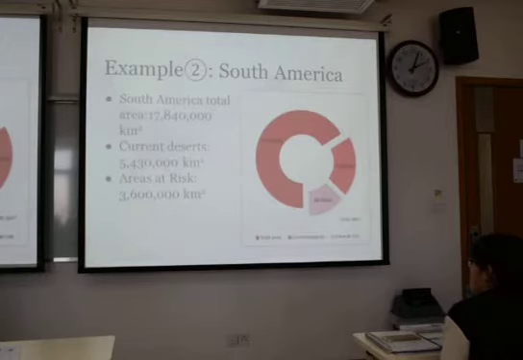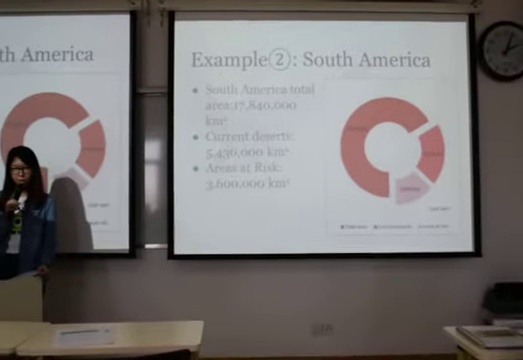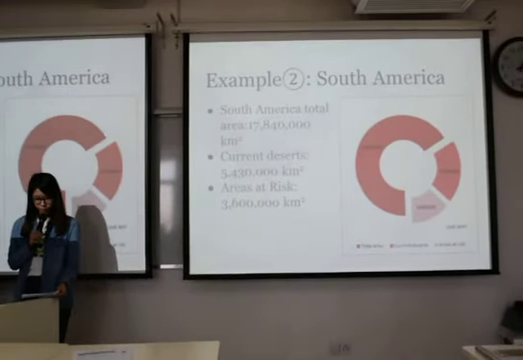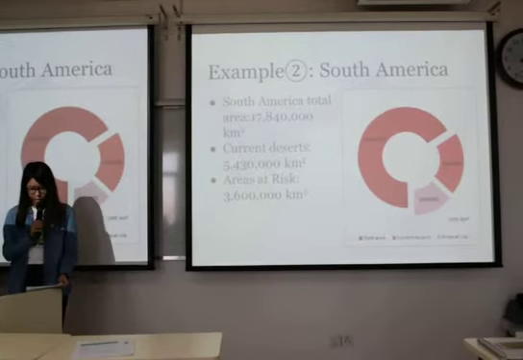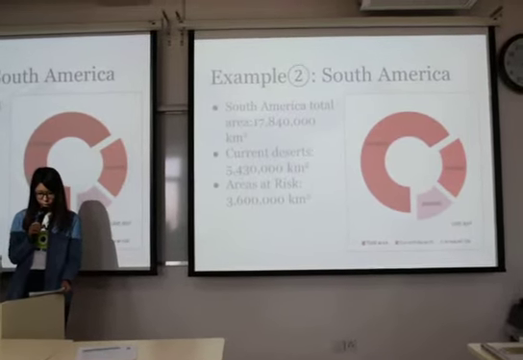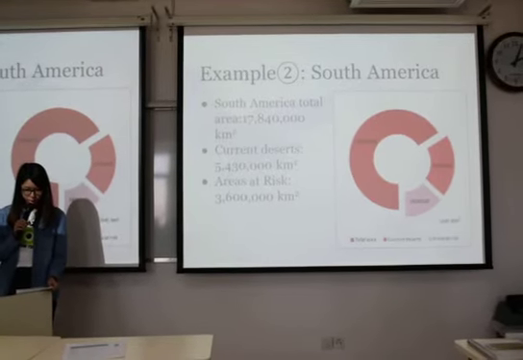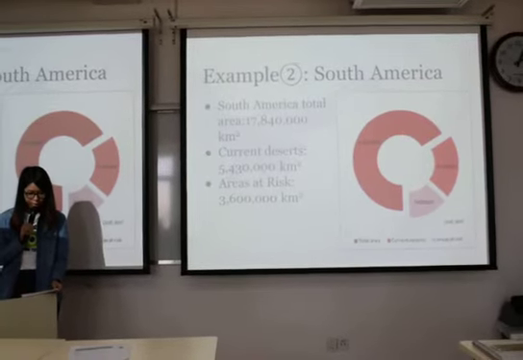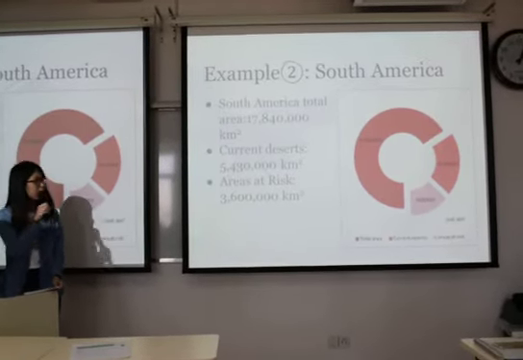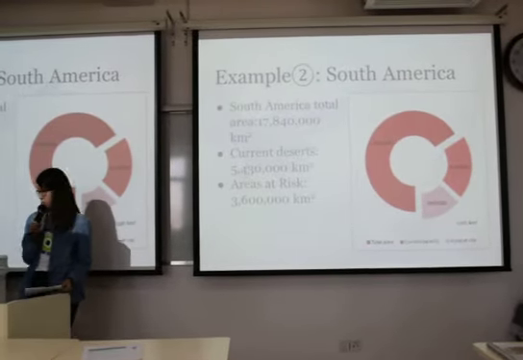And now we have the second example. The second example is South America. The total land area of South America is 70.84 million square kilometers, in which there is 30% of the total area are reserved area, and 20% are areas at risk.